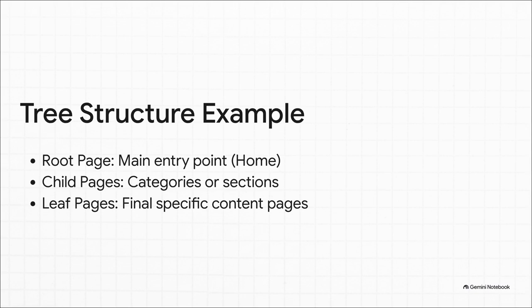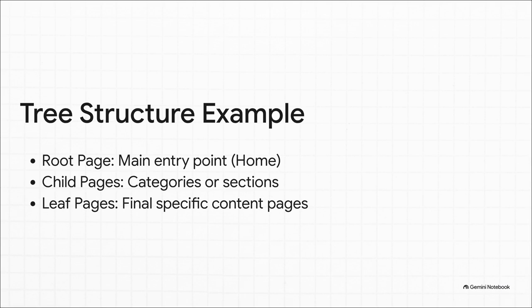If we trace the flow here, it's incredibly logical. You always start at the top, the root page, which is usually your home page. From there, you branch down into child pages. These are your major categories like About Us, Products, or a blog. And finally, you branch down to the leaf pages. These are your final destinations holding the actual specific content, like a particular tech article or the details of a specific pair of sneakers.